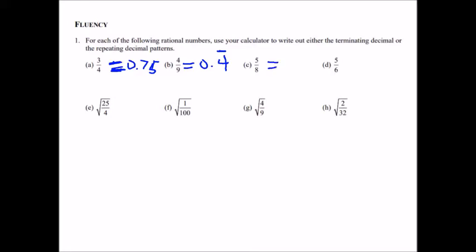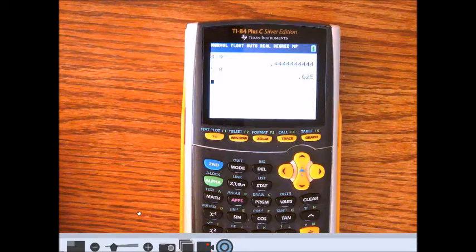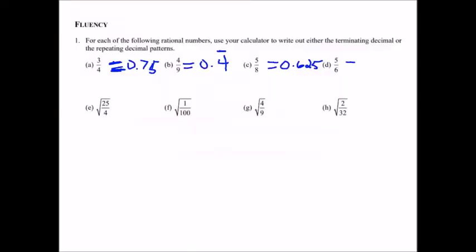5/8, 5 divided by 8 is 0.625. 5/6, let me see if I can open up real quick. Maybe I could just do it right here. Never mind. So what I'm doing on my calculator is simply top divided by bottom. 0.83 repeating. So be careful with this one because the 3 is the part that repeats. The 8 doesn't. So 8, 3, and just the bar over the 3.